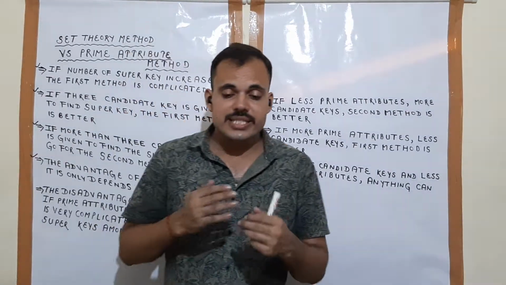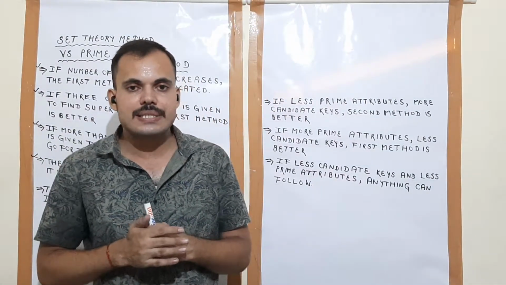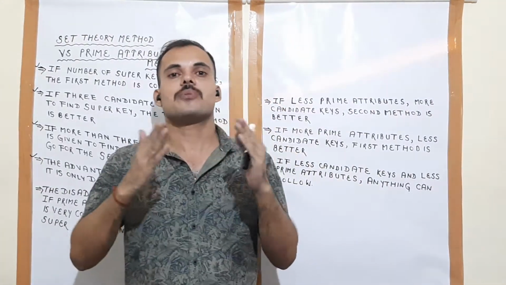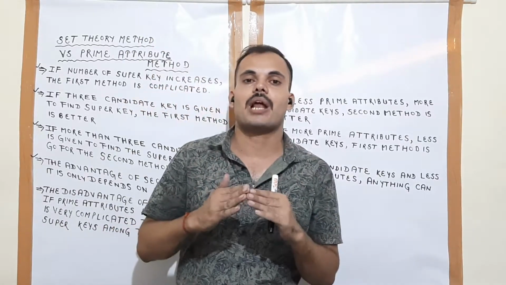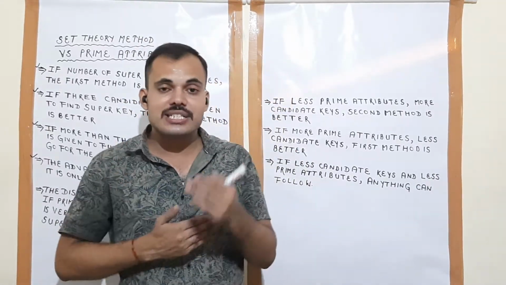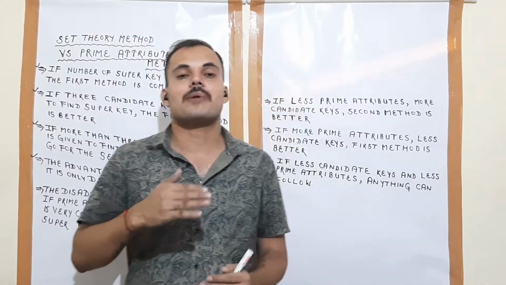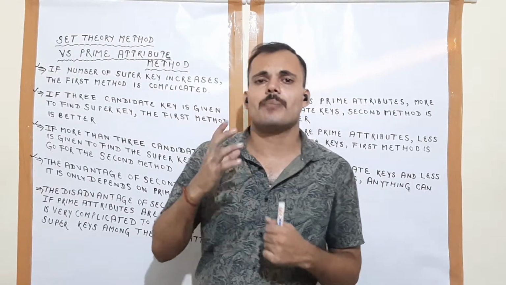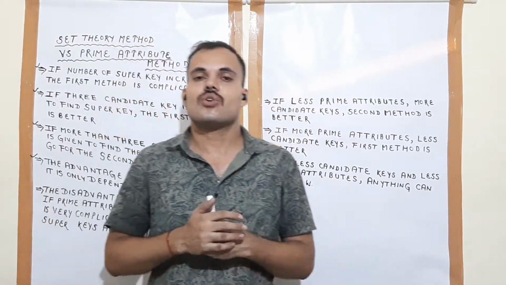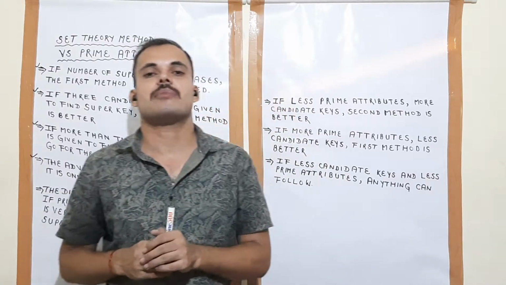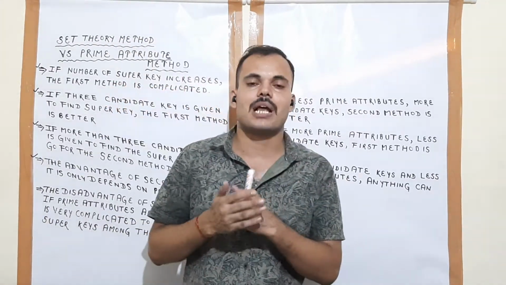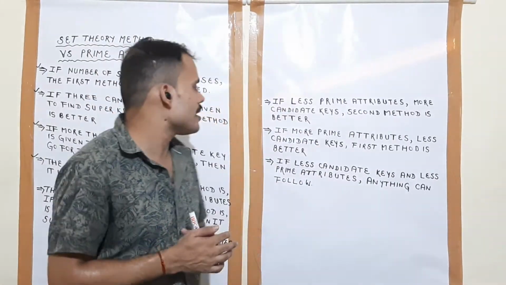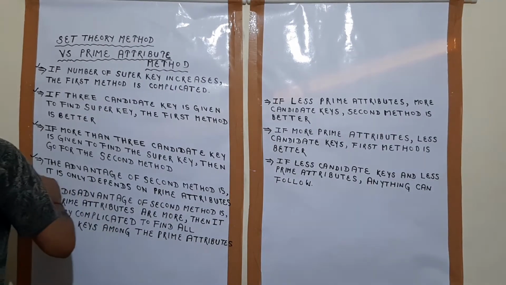And the disadvantage of the prime attribute method is if the number of prime attributes increases. If the number of prime attributes are more, then finding the number of super keys among prime attributes of the relation is complicated, is not easy. So this is the disadvantage of the prime attribute method, and the advantage of the prime attribute method is it only depends on prime attributes of the relation. Understood? Now see here.